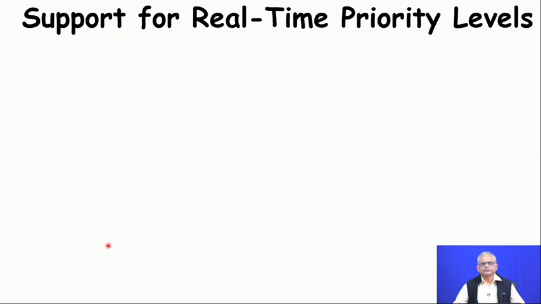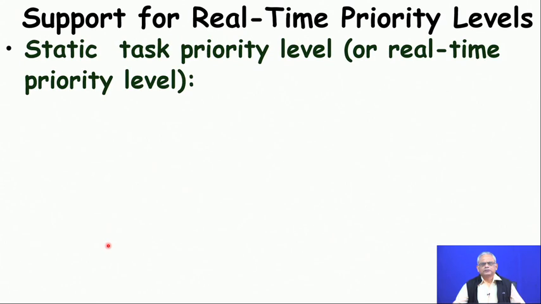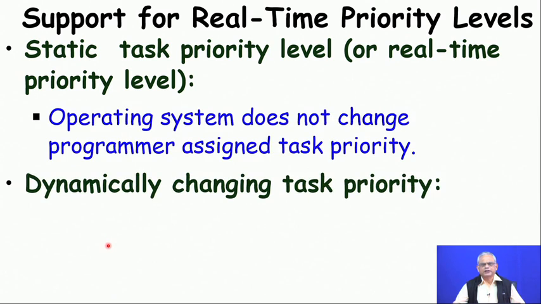First, let us look at the real time priority levels. The real time priority level implies static priority level. That is, once a priority is assigned to a task by the programmer, it should not change. The operating system should not change a programmer assigned priority. On the other hand, in a dynamic priority, the operating system keeps on changing the priority level of tasks. You might wonder why the operating system needs to do this?